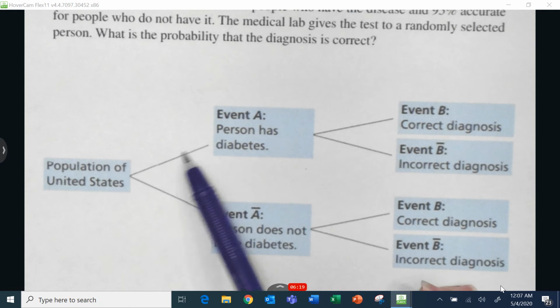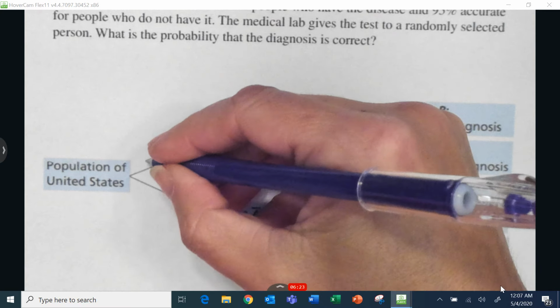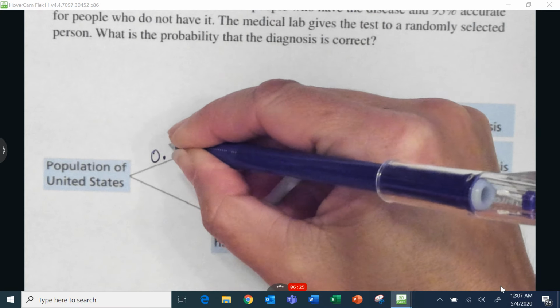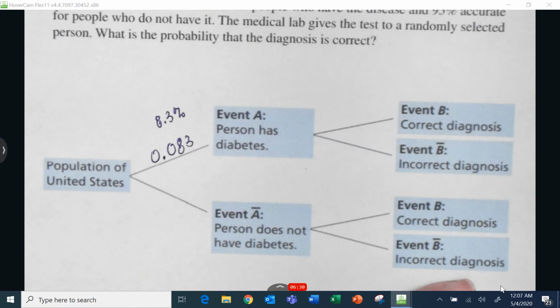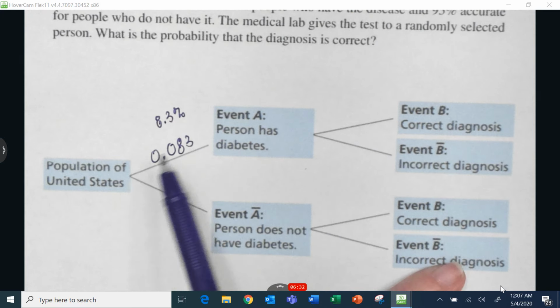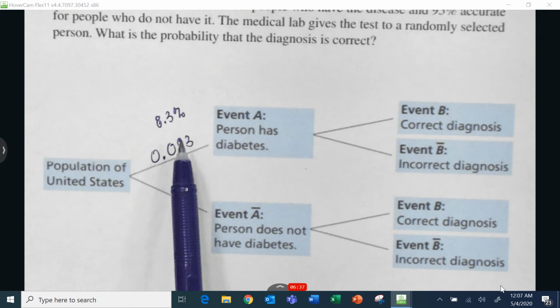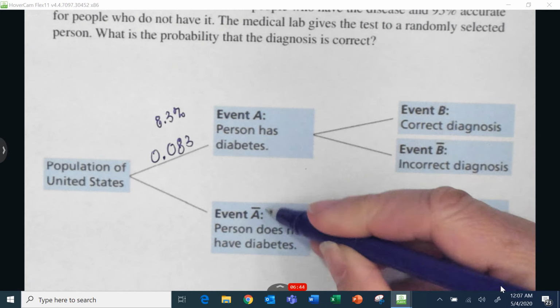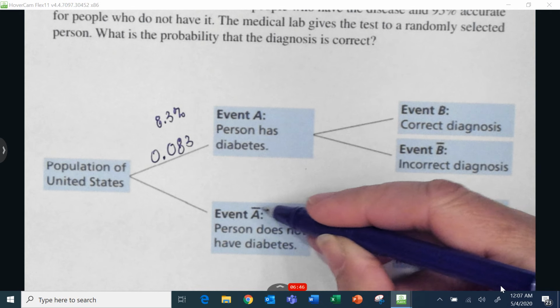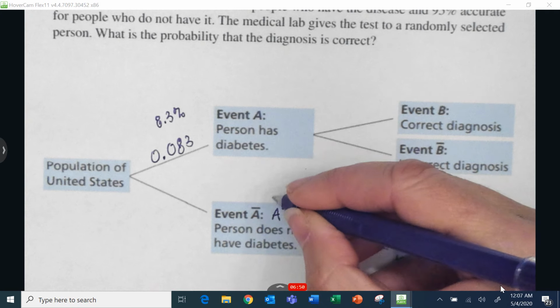So if we go off to this side, we're taking 8.3% of the United States. And I'm going to turn that into a decimal, 0.083. So that's 8.3%, but I put it in a decimal. That's the percent of people that are going to be on this side of the tree diagram. So if 8.3% of people go to this side, that leaves everybody else going to the people who do not have diabetes. And remember, this A with the line over it, which also could look like A with an apostrophe, means the complement.